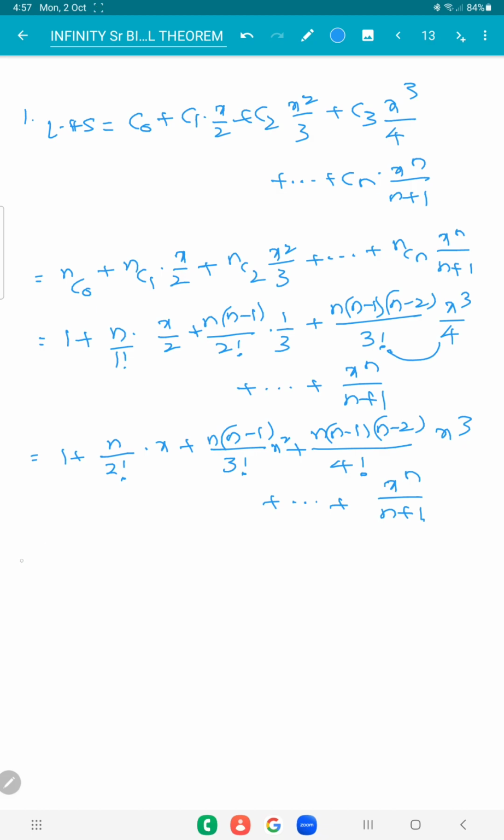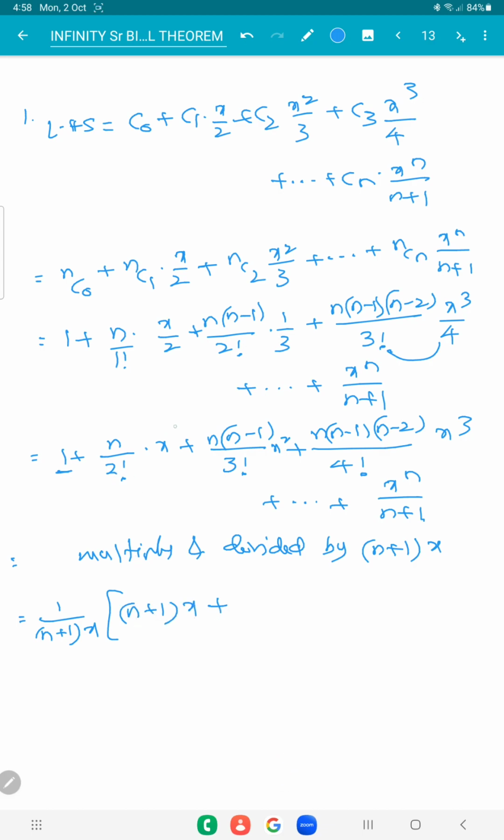Now let us multiply and divide this one by n plus 1 into x. Multiply and divide by n plus 1. Why we need to multiply and divide it by this one? Once observe the right hand side. In the right hand side, the denominator is n plus 1 into x, right? So that's why I am multiplying and dividing by n plus 1 into x. So I divide it, right? So 1 into n plus 1 x.